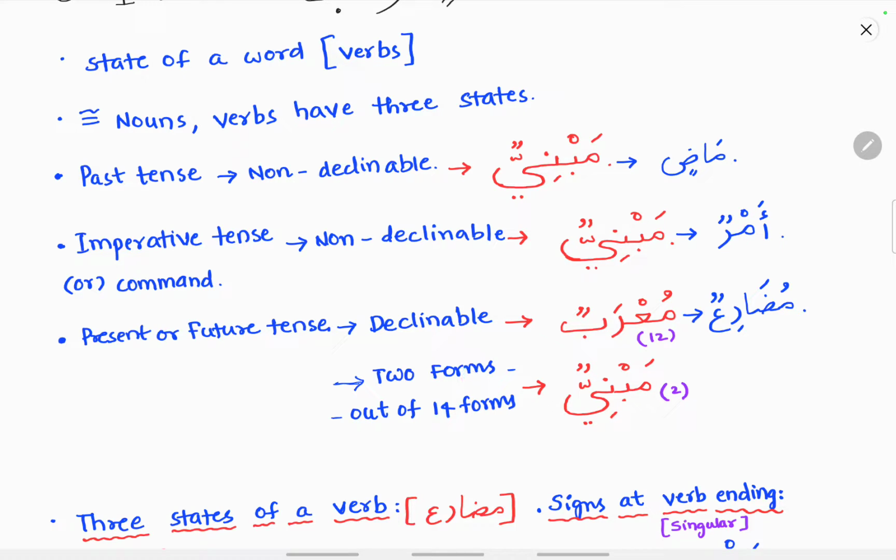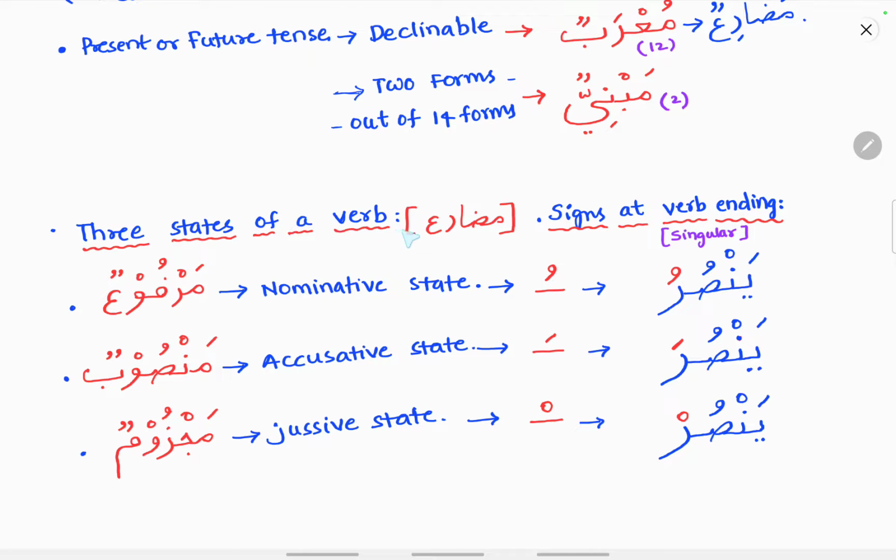In fe'lul madi, that is the past tense, and in fe'lul mudari, that is the present tense or the future tense, you have got 14 forms or 14 seghas. Out of these 14 seghas, 12 seghas of fe'lul mudari are mu'rab, that is they are declinable. Only 2 forms of fe'lul mudari are mabni, that is non-declinable. So the three states of fe'lul mudari are marfu, mansub and majzoom, not the majroor state. In nouns we have seen the majroor state, but in verbs we will see the majzoom state.